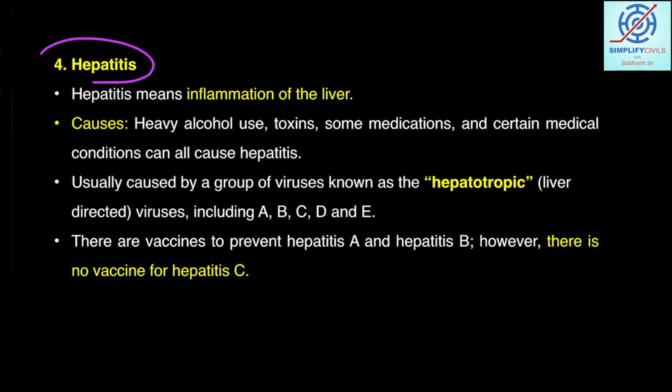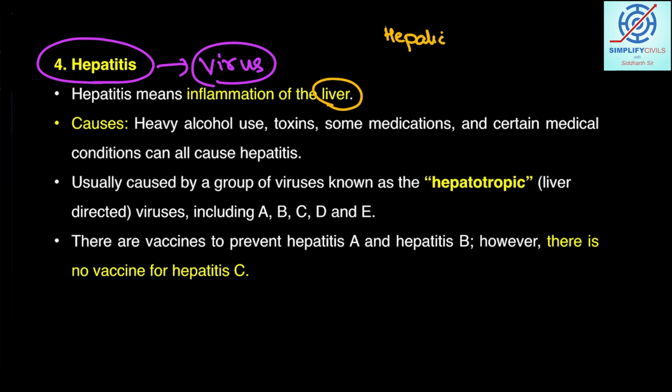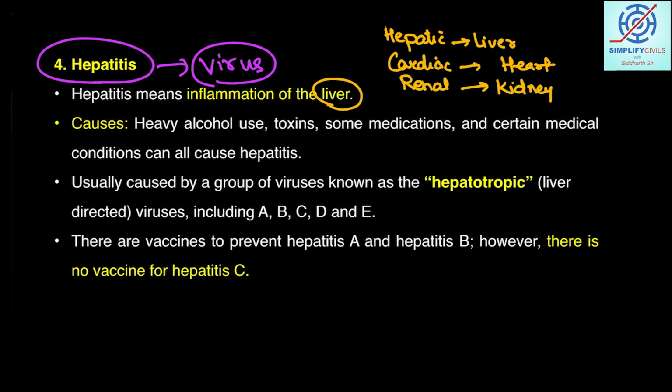This topic is hepatitis. Hepatitis is a disease, again caused by a virus. First of all, let me tell you what the word hepatic means. It means liver. There are some general terminologies like hepatic, meaning we are talking about the liver. If we say cardiac, I hope you are aware that we are talking about the heart. If we say renal, that means we are talking about the kidney. These are basic terms used by biologists.